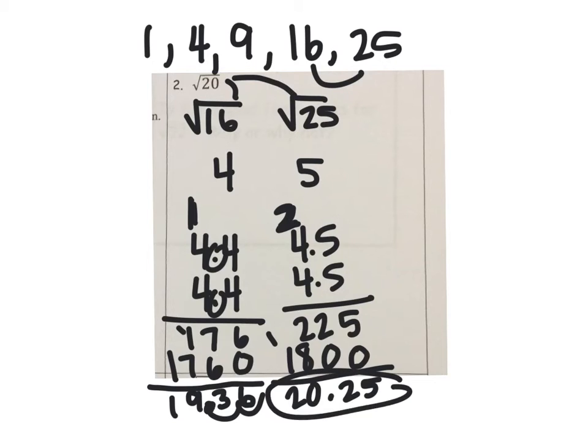So 4.5, again, is actually closer to 20 than 19.36 was. So our best estimate is about 4.5.